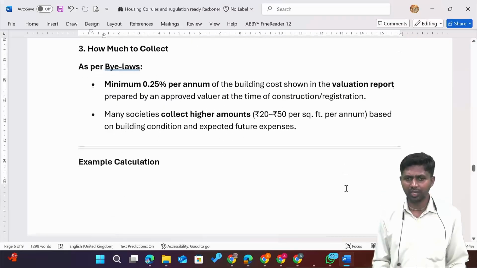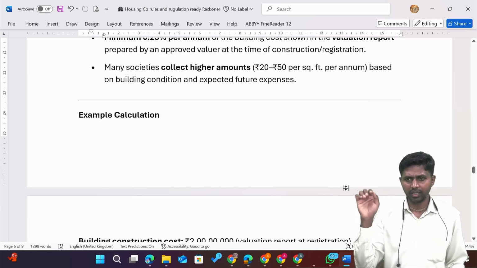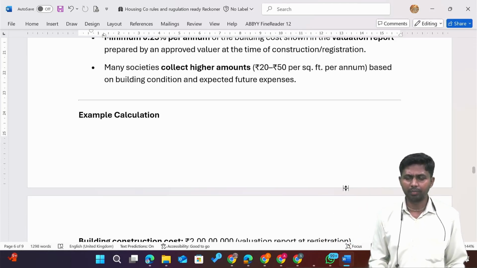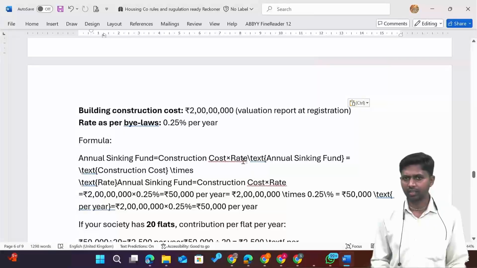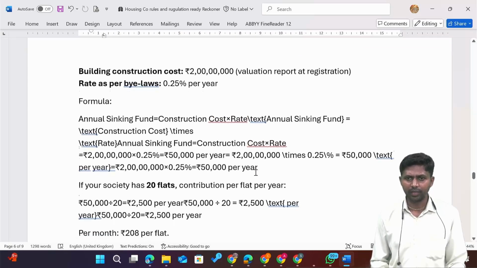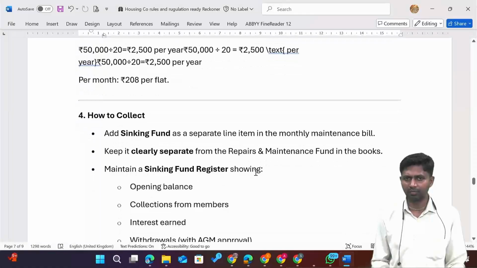Charge it on the members, collect it, and then invest it. Where to invest? In an FD, an FD of a nationalized bank or the cooperative society. And here they have given the calculation. If valuation is 2 crore and the rate is 0.25%, calculate it, divide it by members and charge that on the members per flat. Correct.